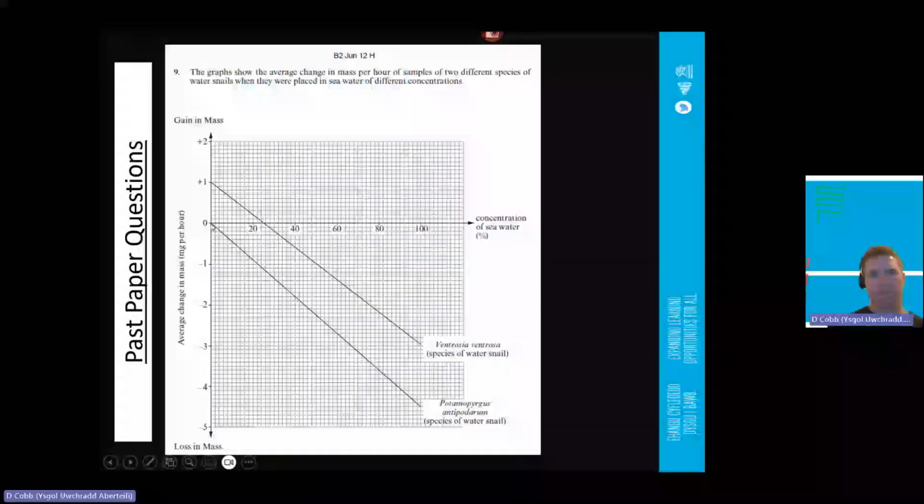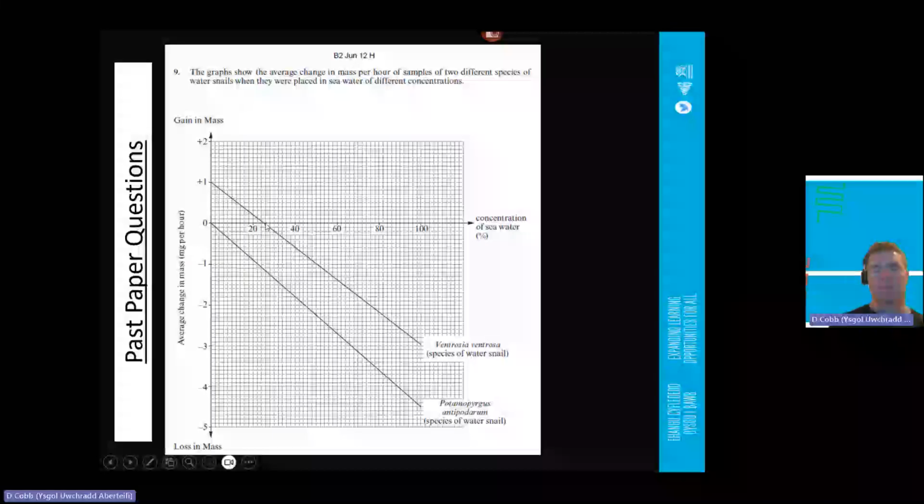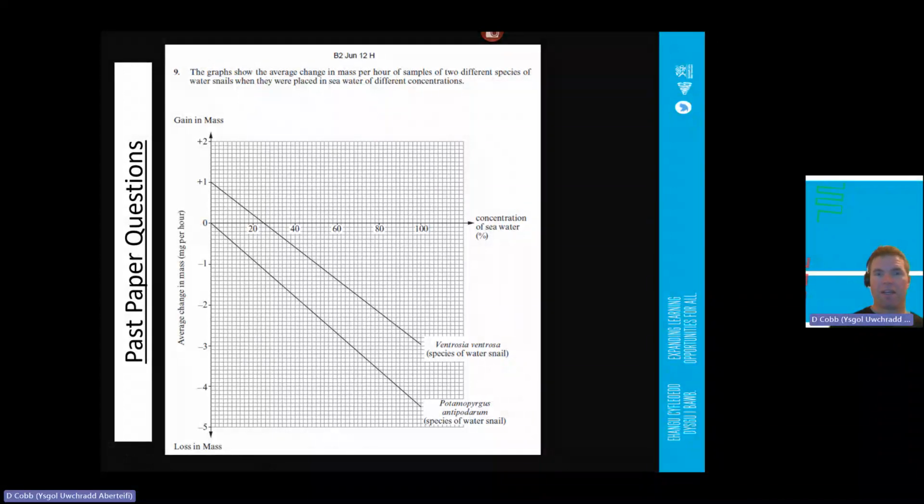You can see that when this was placed in pure water, so 0% seawater, there was no change in mass, and any increase in concentration of seawater, it then decreased in mass. Whereas this snail here, the Ventrosia ventrosa, when it was placed in pure water, it actually increased in mass. And then we had a concentration of about 25%, where there was no change in mass. And then further increases in concentration of seawater cause it to decrease in mass.